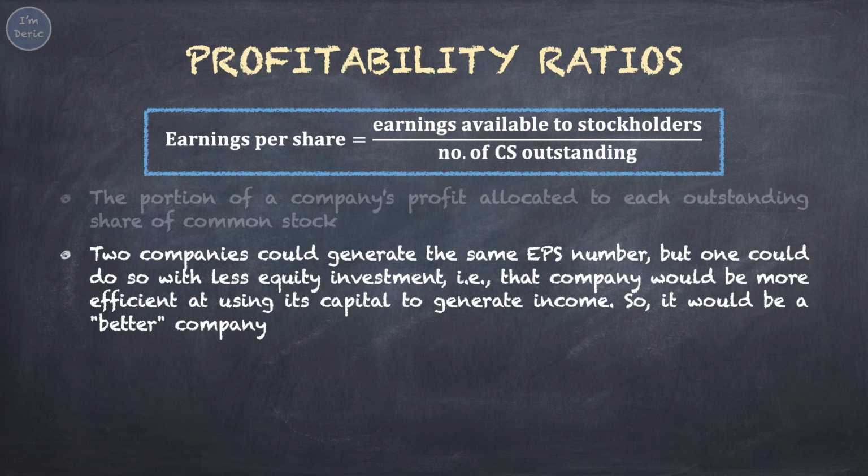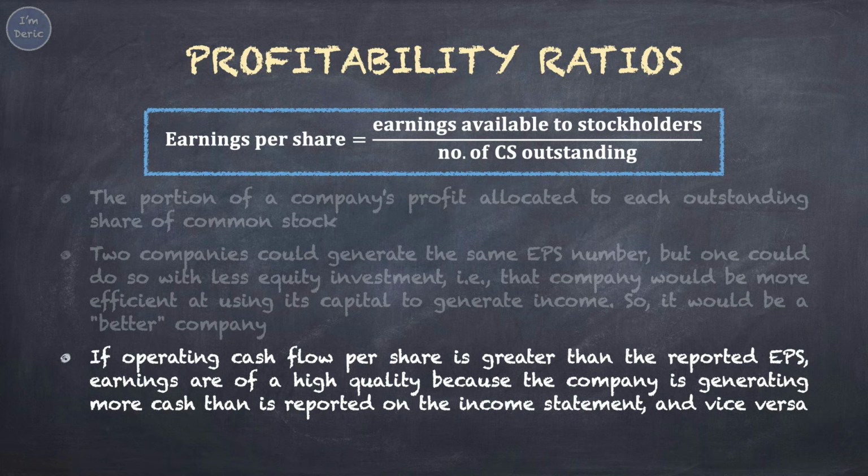If two companies could generate the same EPS number, but one could do so with less equity investment, this would mean that the company with less equity would be more efficient at using its capital to generate income. Simply speaking, the company is able to use less money to make profit. So it would be a better company.